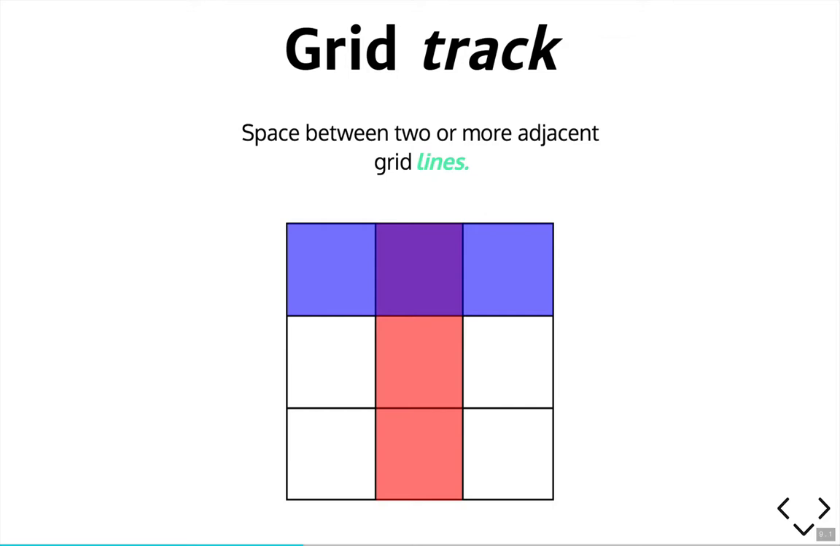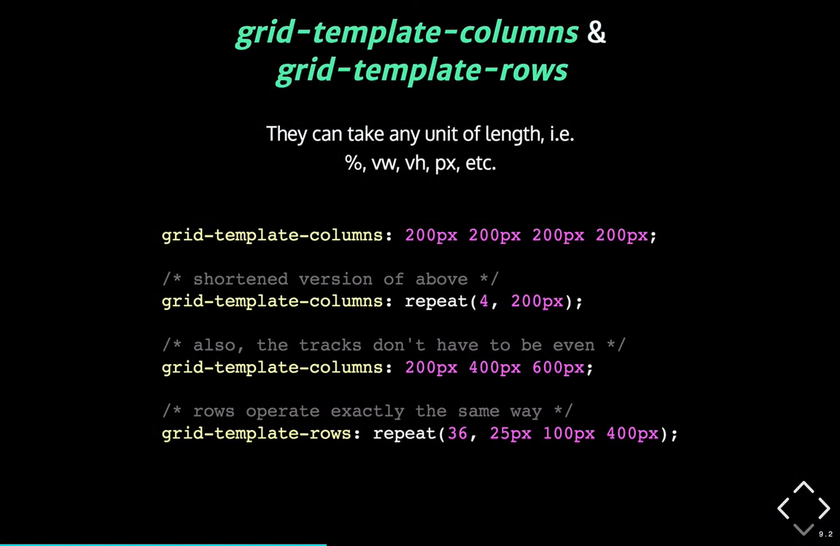And this brings me to the next big piece, which is grid template columns and grid template rows. This is what defines your layout. There are other pieces, but this will get you started with CSS Grid. They can take any unit of length that anything else will take: percentage, viewport width, viewport height, pixels. I'm sure they'll take ems and rems. That sounds a little bit complicated, but, you know, to each their own.